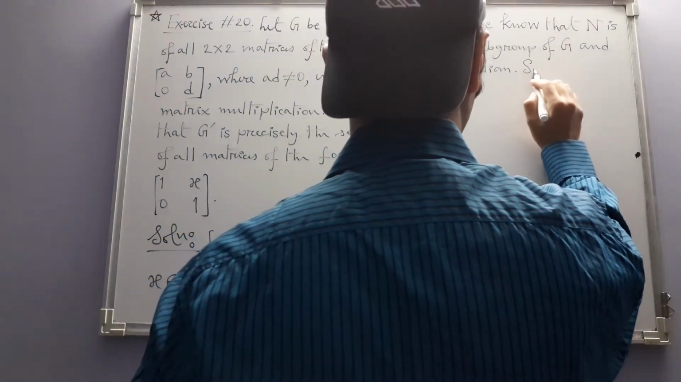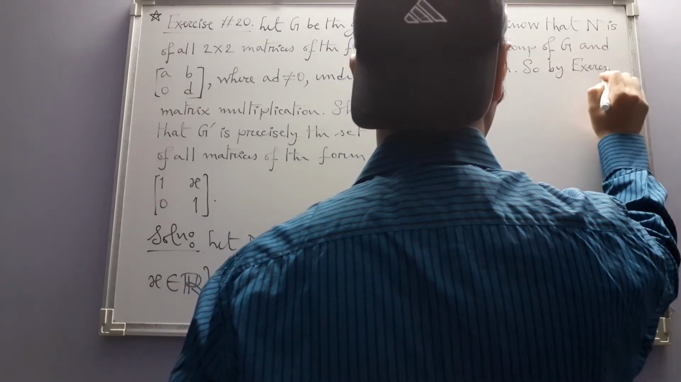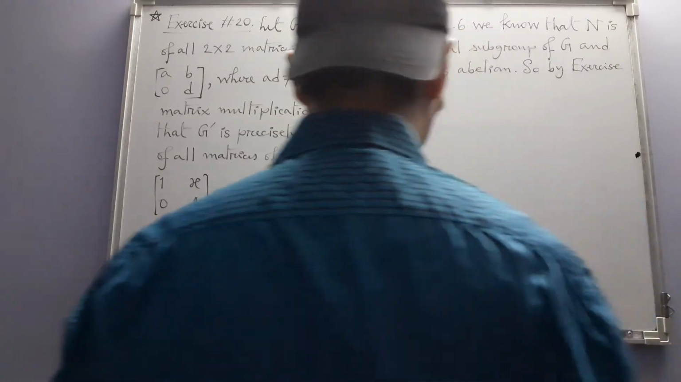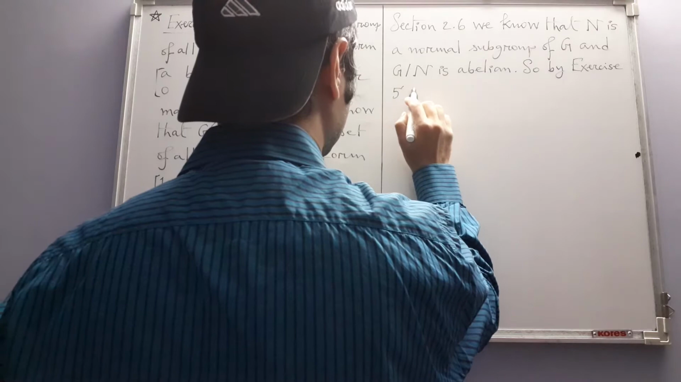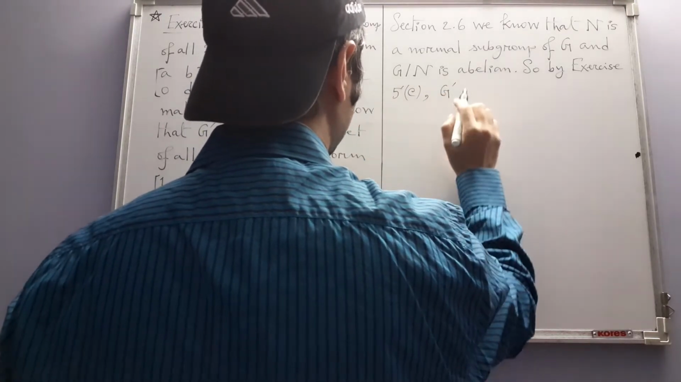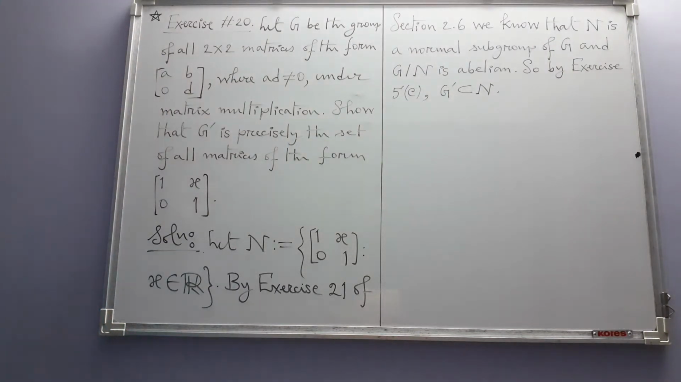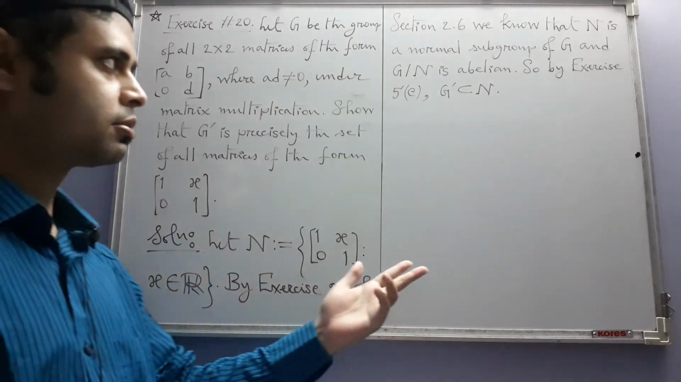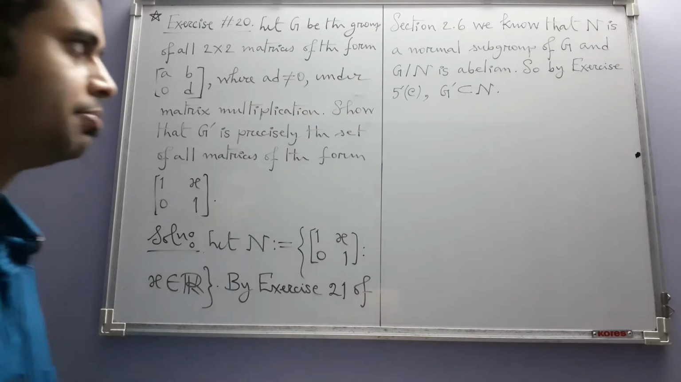So by exercise 5 part C, the commutator subgroup of G is contained in N. We want to prove that G prime is actually equal to N. So we have to show that the reverse inclusion is also true. N is also contained in G prime.